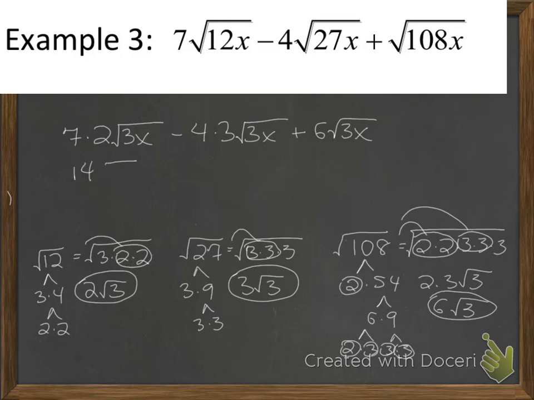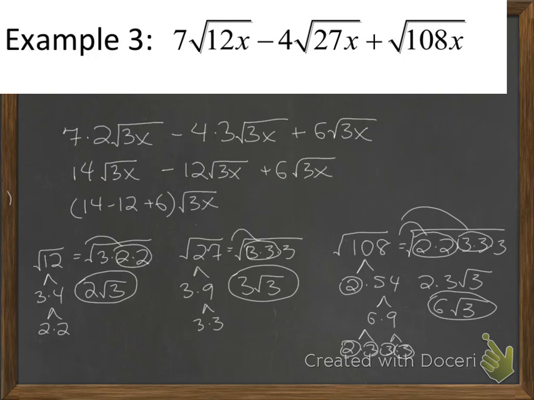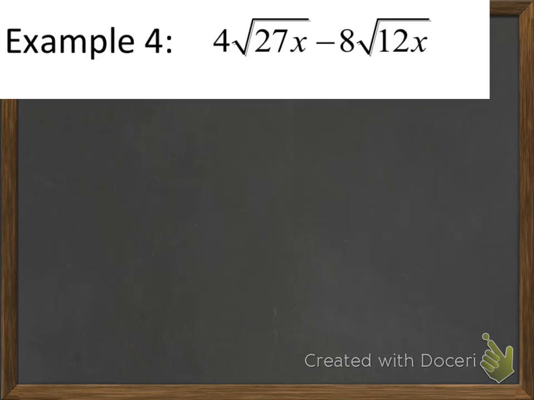7 times 2 is 14, so I have 14 times the square root of 3x. 4 times 3 is 12, so I have minus 12 times the square root of 3x, plus 6 times the square root of 3x. So I have 14 minus 12 plus 6, all times the square root of 3x. Well, 14 minus 12 is 2. 2 plus 6 is 8. So in total this gives me 8 times the square root of 3x. And that's my final answer.